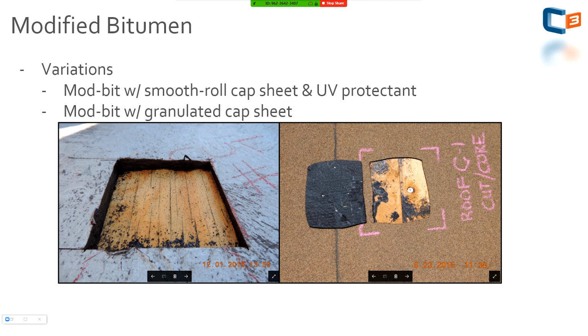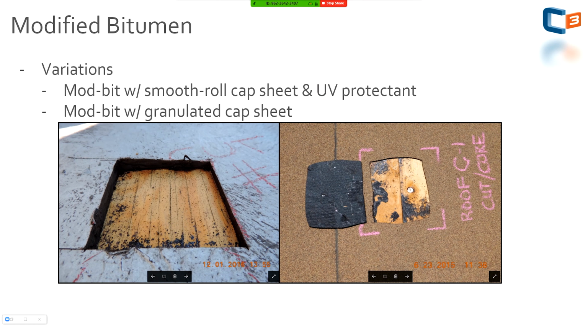Couple variations here. So we have ModBit with smooth roll cap sheets, some sort of UV protectant, right? It could be aluminum coating, it could be elastomeric coating, but some sort of UV protection there. So the one on the left there is a smooth roll ModBit. It's a cap sheet and a base sheet, and they're bonded together. So it kind of looks like one thick layer, but that's actually two bonded layers that are together.